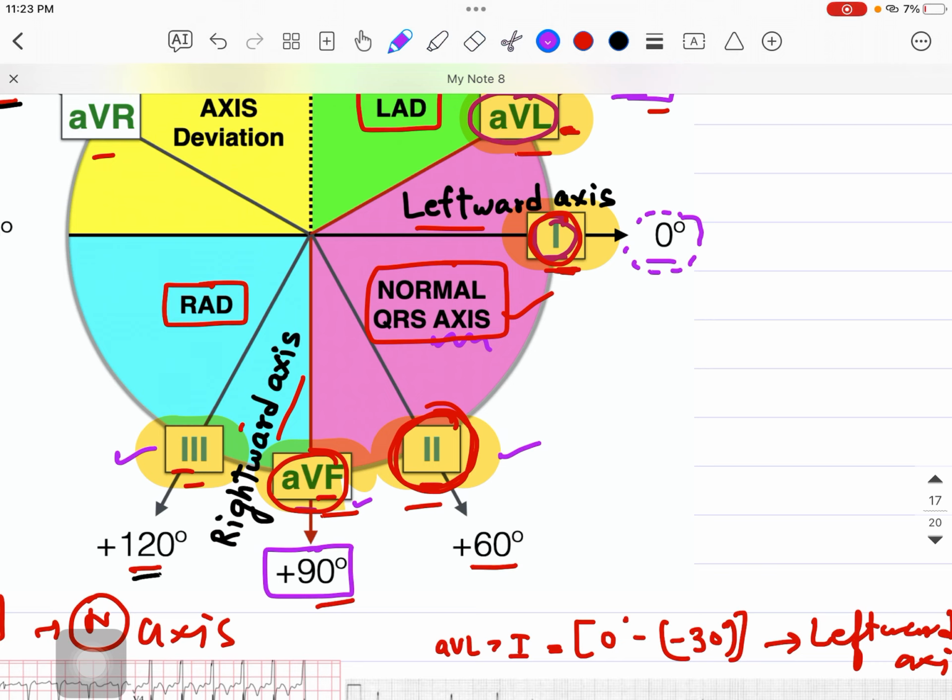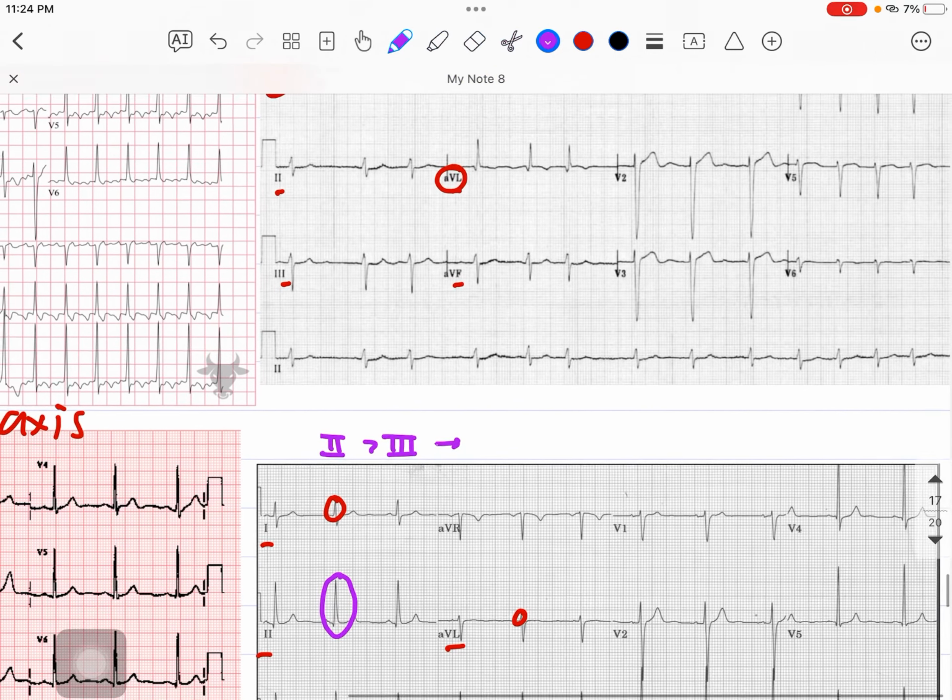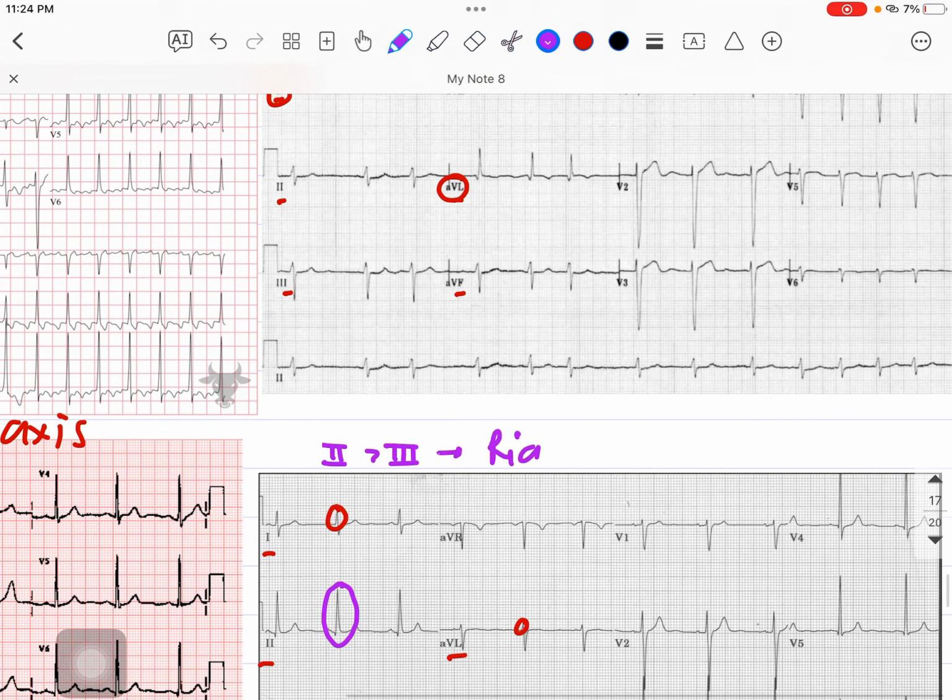If you consider between second and AVF, then it will be normal axis. If you say between second and third, then it will be between plus 60 to plus 120, so that will be the rightward axis. I am taking second and third, so I am saying this is the rightward axis.